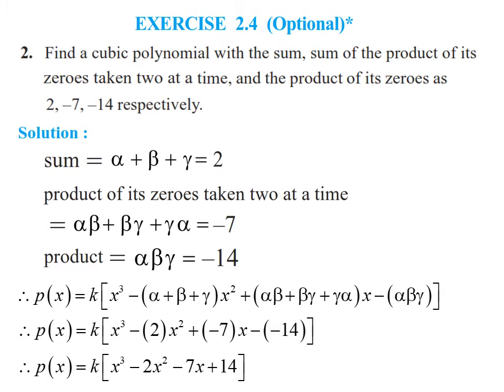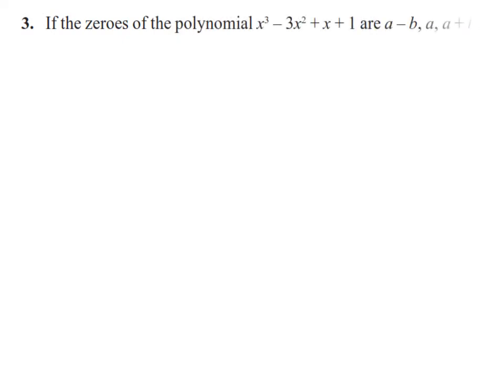Now the next one, question number 3. The third question: if the zeros of the polynomial x cube minus 3x square plus x plus 1 are a minus b, a and a plus b, then find the values of a and b. Now again you have the cubic polynomial and its zeros. Again, let's assume the first is alpha, second is beta and third is gamma.